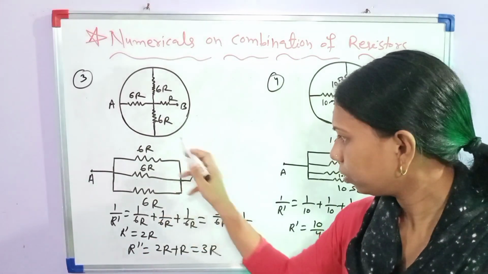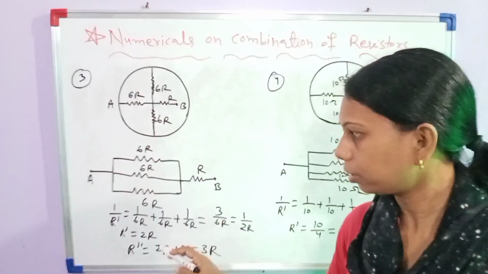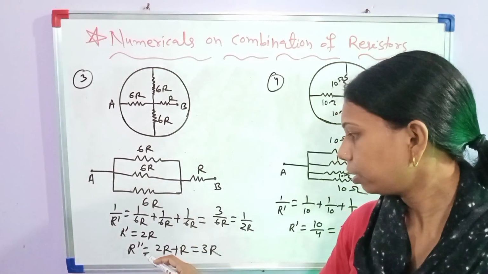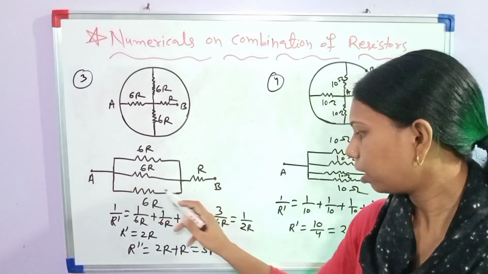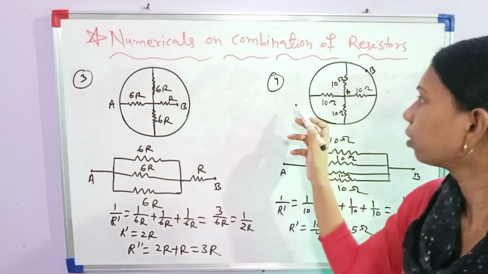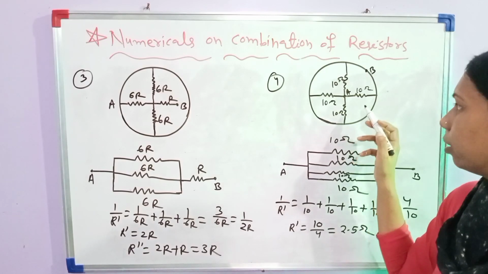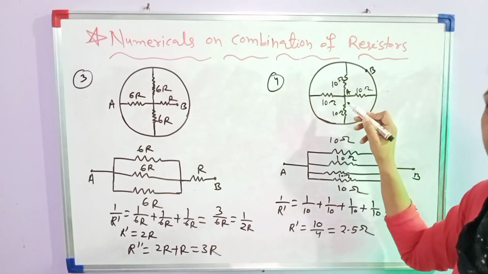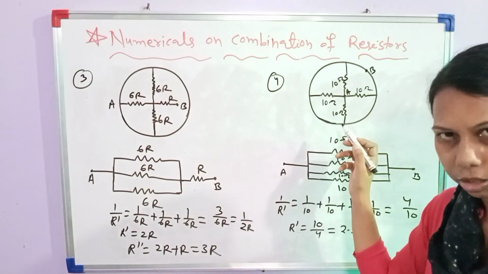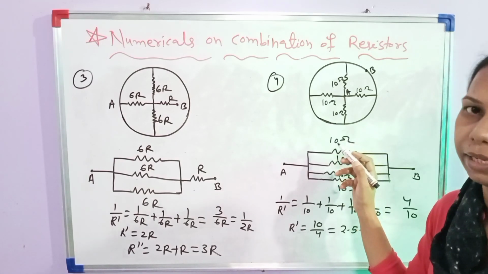Again these 2R and R are in series. Let the final equivalent resistance be R double dash, that is R double dash equals 2R plus R equals 3R. Next question number 4. Here 4 resistors of 10 ohm are there. So find out the equivalent resistance between A and B. Here current is divided between all the 4 resistors. So all the 4 resistors having resistance 10 ohm are in parallel.